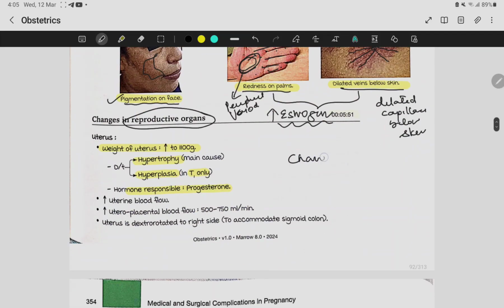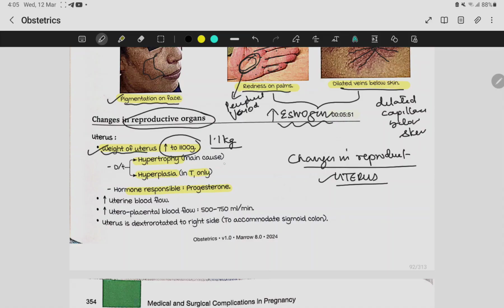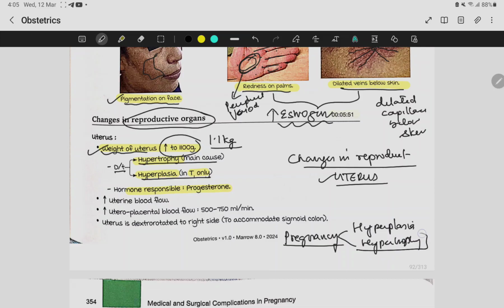Coming to the changes in the reproductive organs. The first reproductive organ we'll be studying is the uterus. So what happens in the uterus? First, obviously, the uterine weight increases to about 1.1 kg, or 1100 gram, and this is due to both hypertrophy and hyperplasia. Generally a question comes in pathology: pregnant uterus is an example for what? Pregnant uterus has both hyperplasia and hypertrophy. Hypertrophy is the main thing which happens. Actually hyperplasia is only limited to the first trimester.